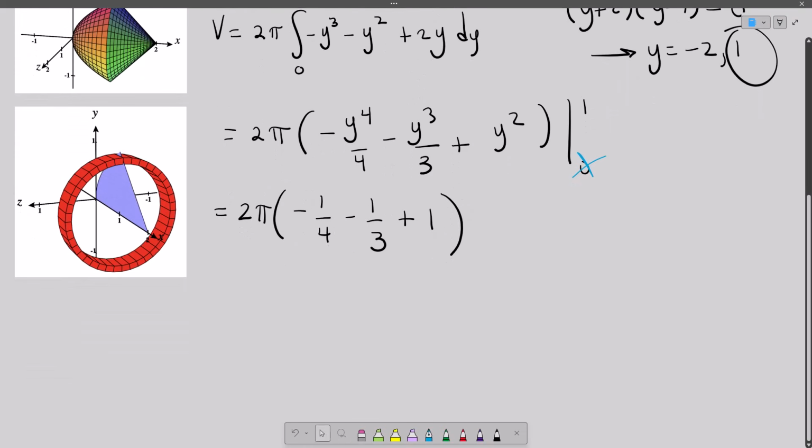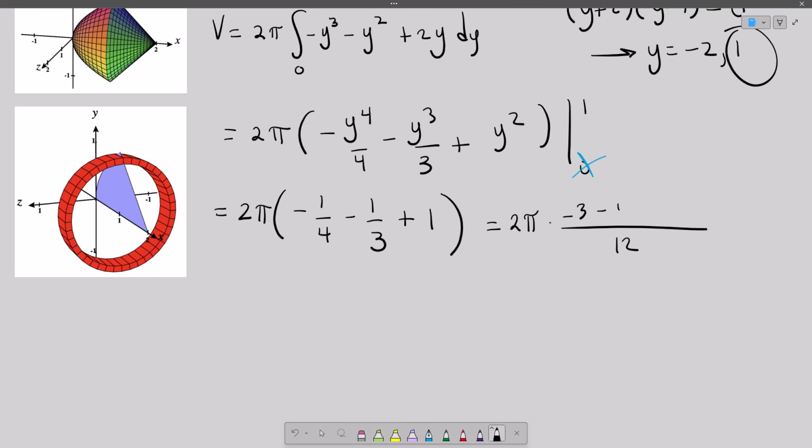So that'll be our volume. Just have to get a common denominator of 12. And that will be our volume. So if we multiply that one by 3 over 3, multiply that one by 4 over 4, multiply that one by 12 over 12, we will end up with 12 minus 7, which is 5. And then we'll cancel a 2 out of that and a 2 out of that. So 5 pi over 6. That will be our volume.